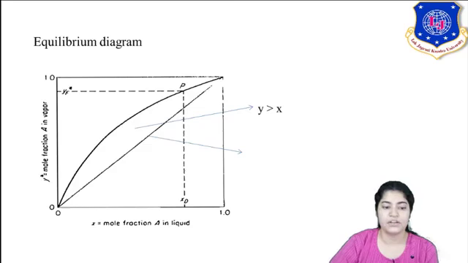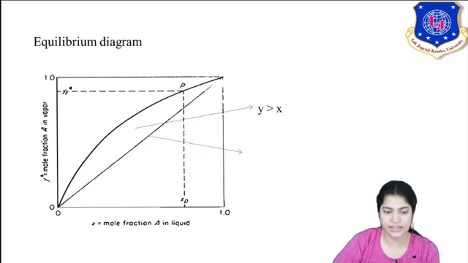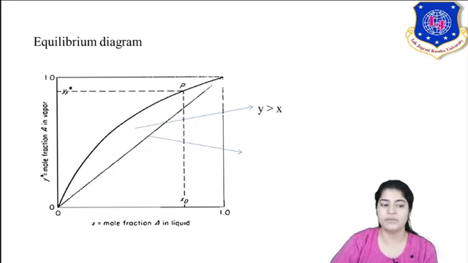For example, at point P, whatever composition I have on the liquid phase side, on the x side, is in equilibrium with that on the y axis. So this is my equilibrium diagram.